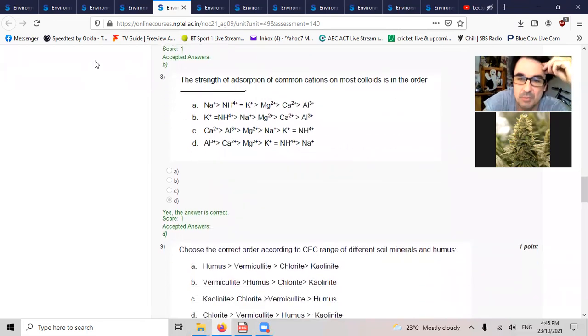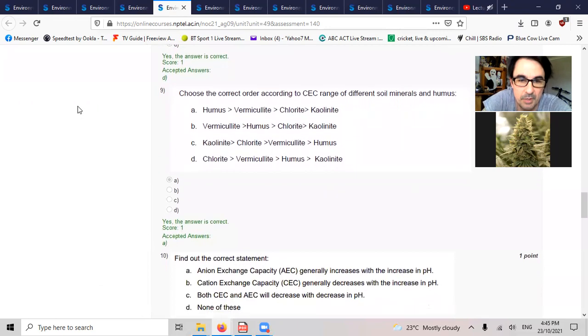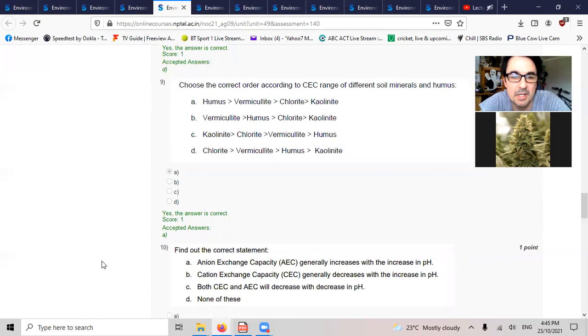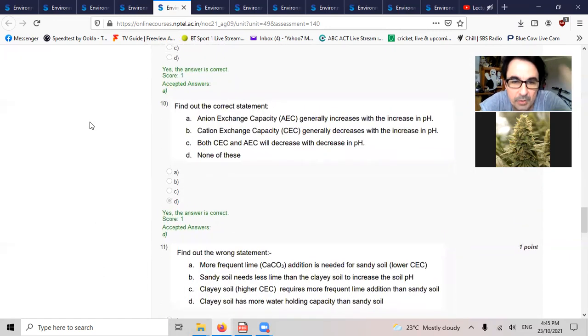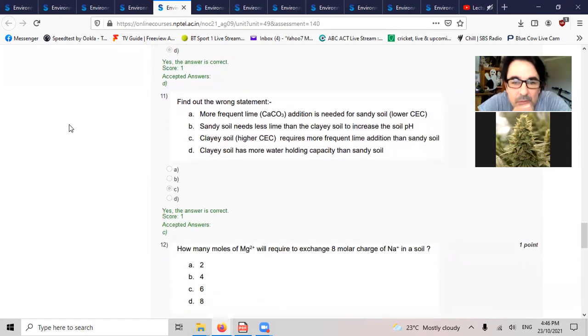The correct order of the CEC range for soil minerals is humus, vermiculite, chlorite, kaolinite. Point out the correct statement. AEC decreases and the CEC increases with pH, so both change, so it's D. Point out the wrong statement. More frequent liming. Soils require more frequent liming. How many moles of magnesium will be required for 8 molar change of sodium? Well, you've got a 2 to 8, so there's a 4 missing, B.